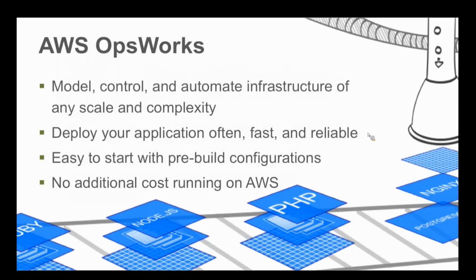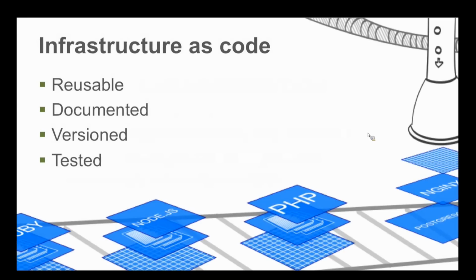OpsWorks is an application management service. It allows you to model, control, and automate your infrastructure. It also helps you deploy your application source code. It is easy to start and learn, and you can expand the functionality of OpsWorks by providing your own configuration code. You will be charged only for the underlying resources on AWS, so OpsWorks is free as long as you run on AWS. If you want to use OpsWorks to also manage infrastructure of other cloud vendors or on-premise servers, we will charge you 2 cents an hour per instance.